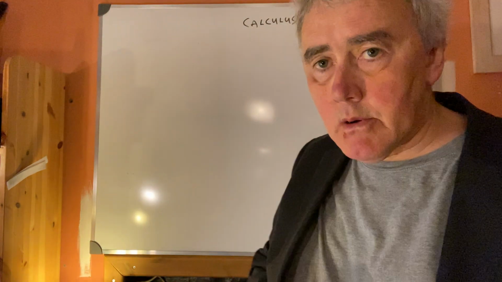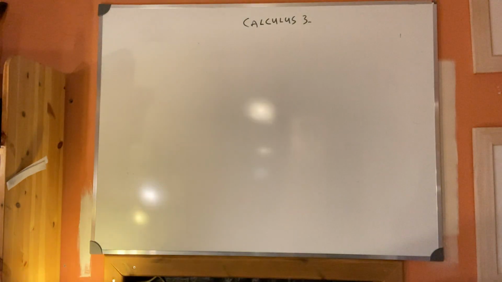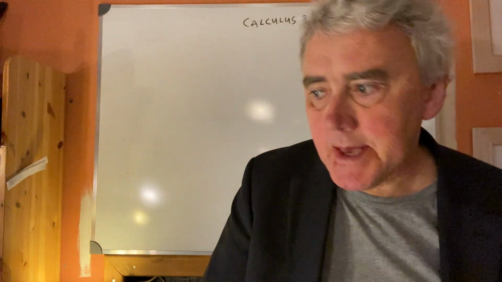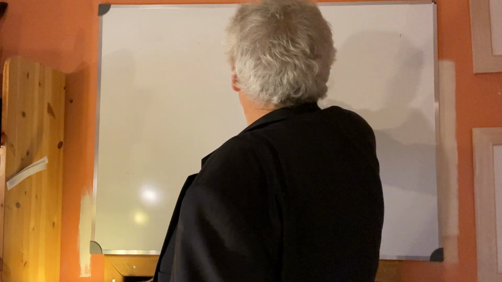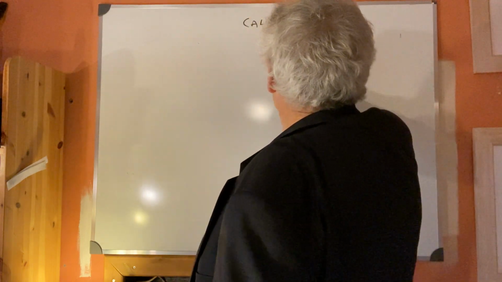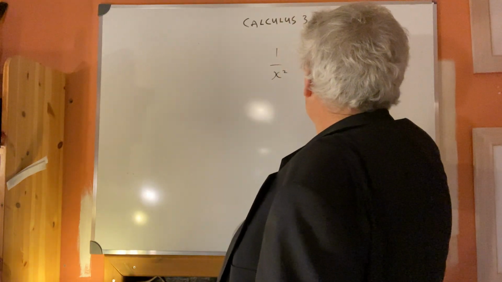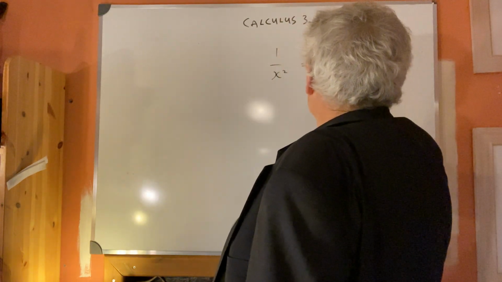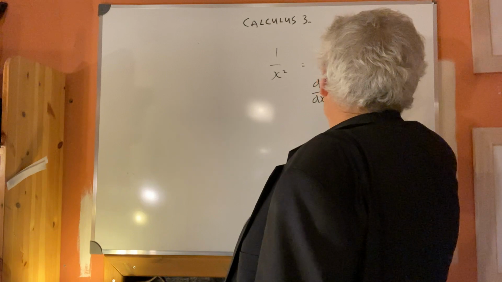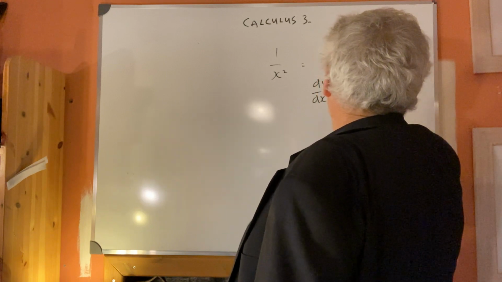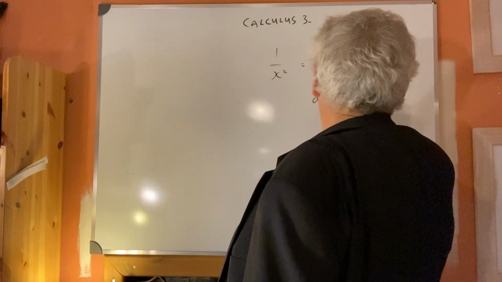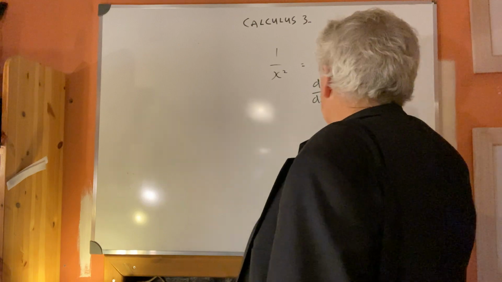All right, so we look at a few more bits and pieces here. Anything under the line like that. 1 over x squared we rewrite as x to the power of -2, and dy dx becomes -2x to the power of -3, which is -2 over x cubed, like so.